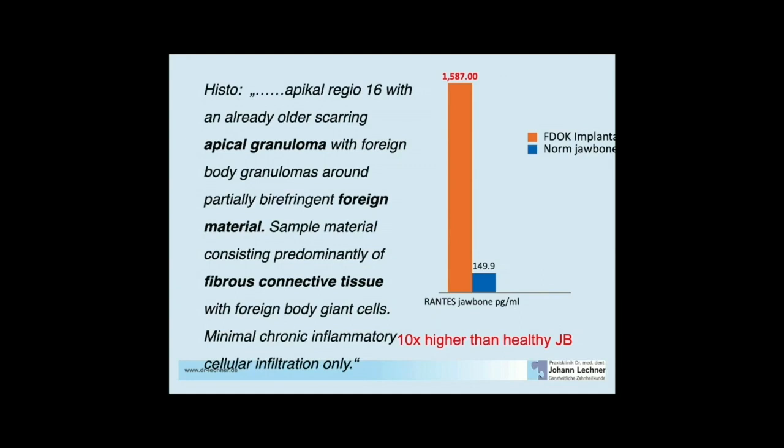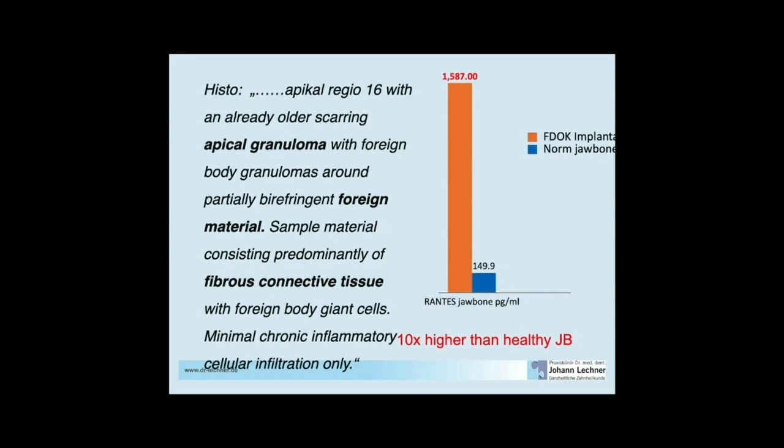Now we take out the implant. We scrape out these red spots and we send it to the pathologist. The pathologist finds an apical granuloma and fibrous connective tissue around the apical area of the ceramic implant. Additionally, we send a part of this bone to the lab for RANTES analysis.